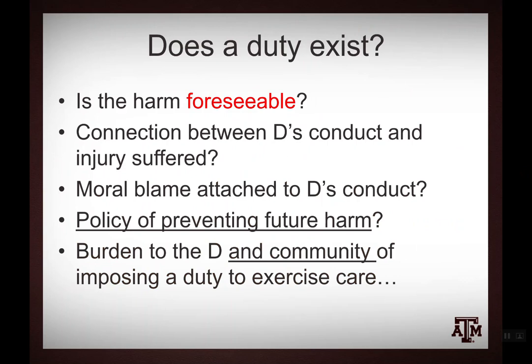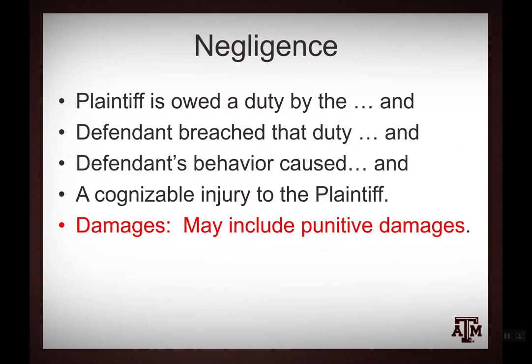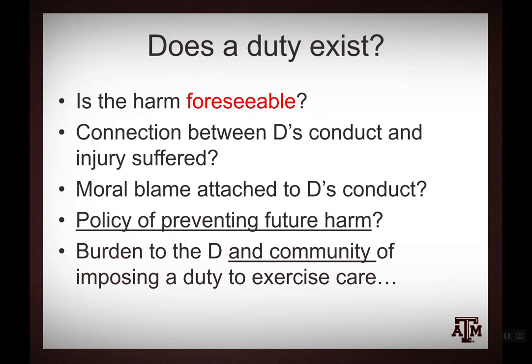To look at whether the duty exists, we go back to our 4 elements here: is owed a duty and the defendant breached that duty, was there harm foreseeable? If I'm driving blindfolded in a school zone, speeding on my phone, you can pretty much say bad things are going to happen. Or if I'm driving down the wrong side of the street in front of your house, right? So a duty exists. Is there a connection between the defendant's conduct and the injury suffered? And is there some moral blame? And by moral blame, we mean, were you bad? Was that a bad thing to do? And we talk about a public policy of preventing future harm.